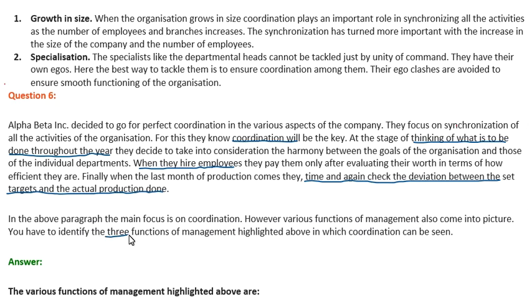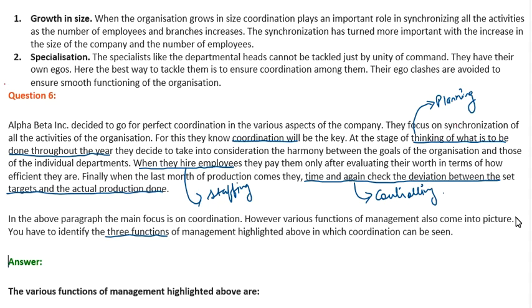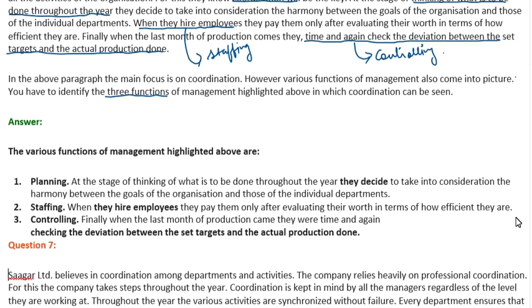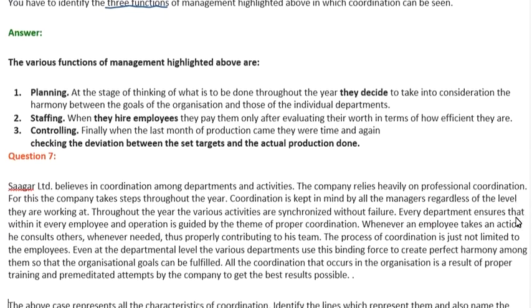You have to identify 3 functions of management. So I think it is clearly visible. This particular function is planning, hiring employees. It's all about staffing and checking what is done and comparing it with what is decided. It is controlling. So these are the 3 functions involved. Let's see the answer. Okay, this is the answer. Let's see question number 7.